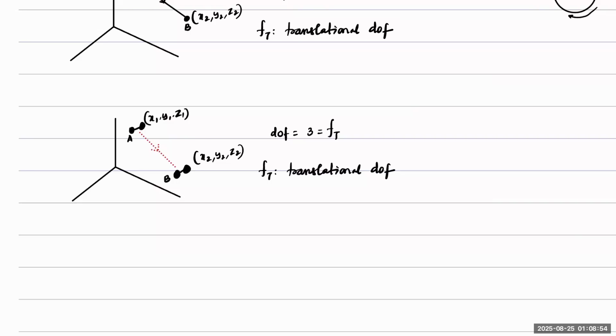So 3 dimensions are required. X, Y, Z coordinates are required. Got it? Now, other than that, how many other dimensions do we require? See, now what happens? The dumbbell can start moving this way, isn't it? As it starts moving, it will keep on moving this way. So it can have a rotation with respect to a certain axis, isn't it?